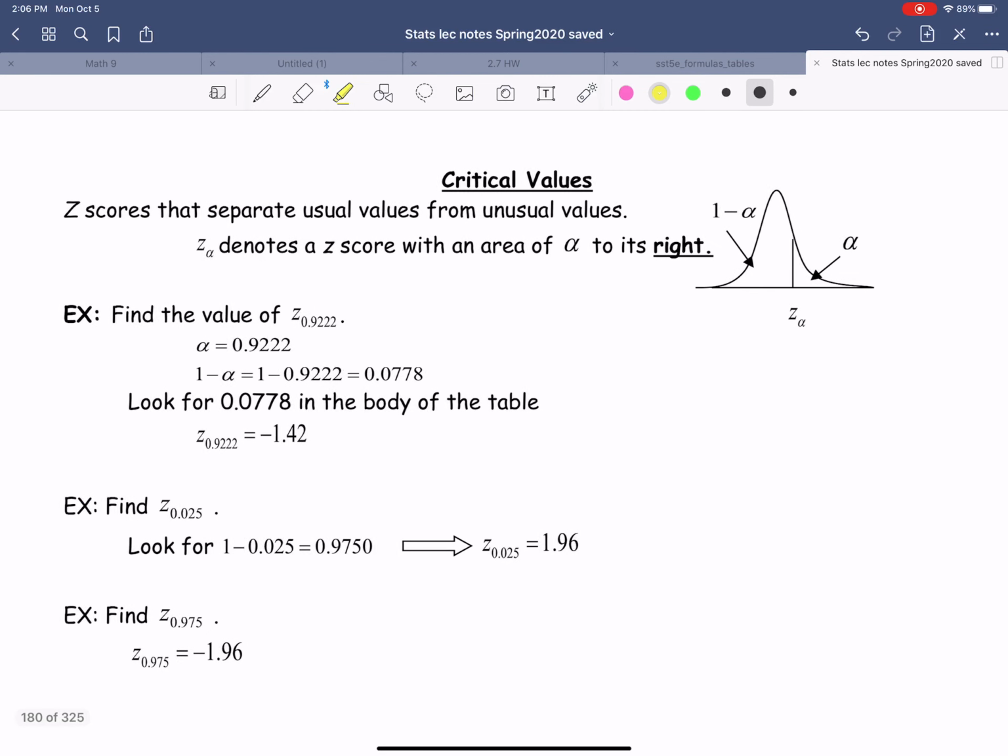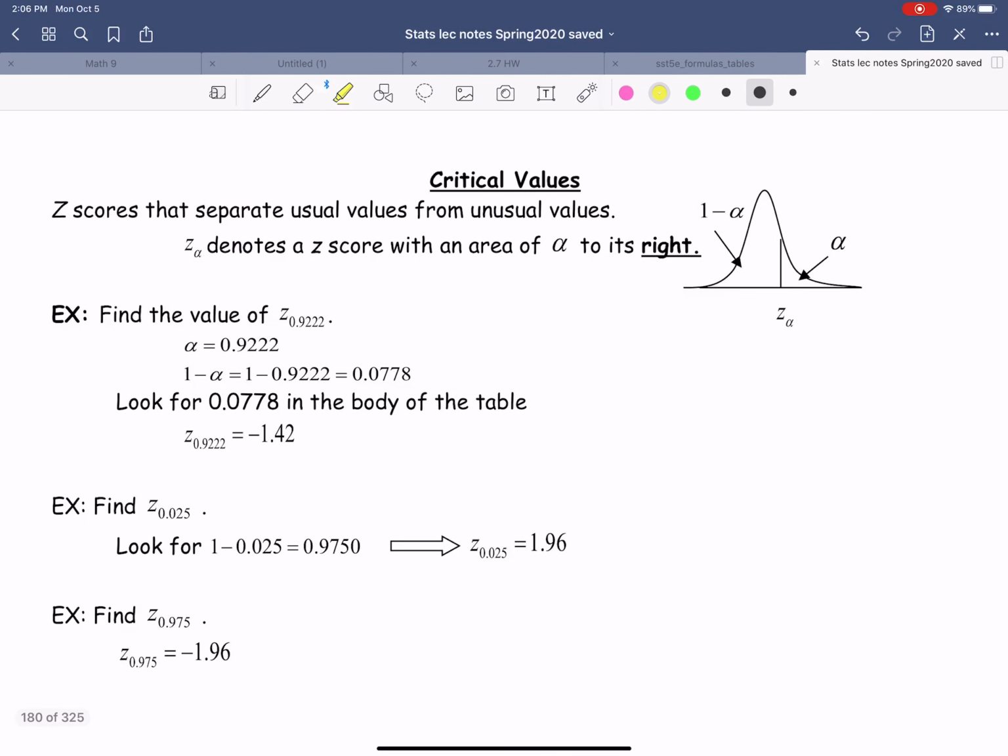Okay, critical value. What is a critical value? Critical values are the z-scores that have alpha area to the right. So a critical value is usually expressed as z alpha, and it's got alpha area to its right. So we're looking for this critical value, z 0.9222. In chapter 7, we will not use these critical values a whole lot. We will just learn how to find these. But in chapter 9, we will use these critical values when finding confidence intervals.